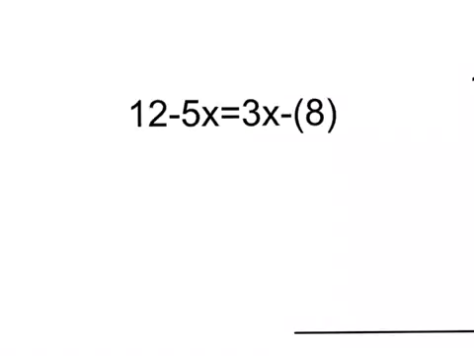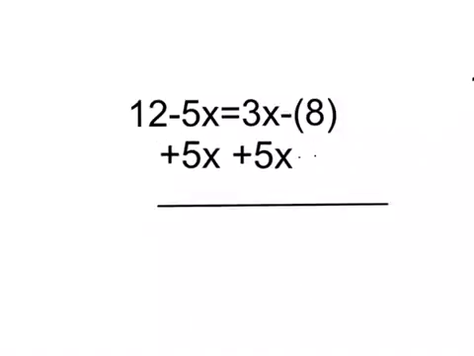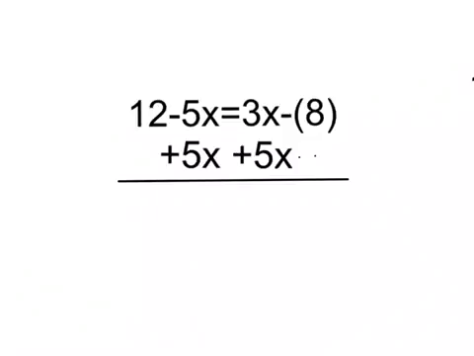On the side you're not keeping the variables on, you want to do the opposite of what you see. So this is negative 5x, so you want to do plus 5x. And what you do to one side, you do to the other. Now, negative 5x plus 5x would equal 0. It means nothing to us. And then you should get 12 equals 8x minus 8.